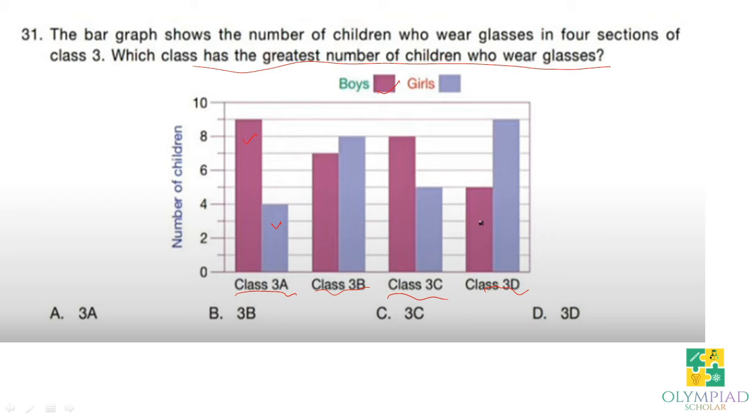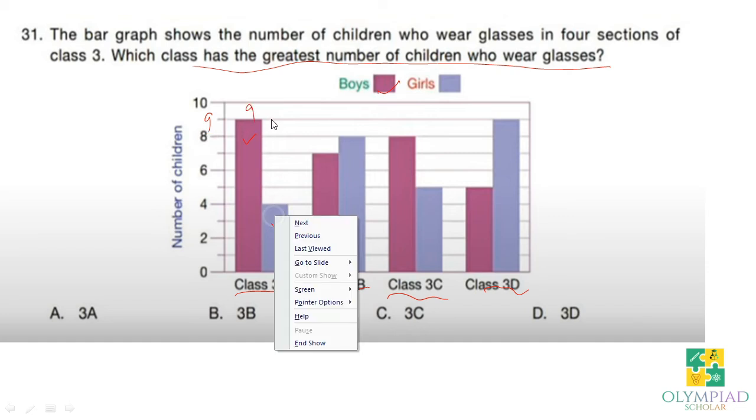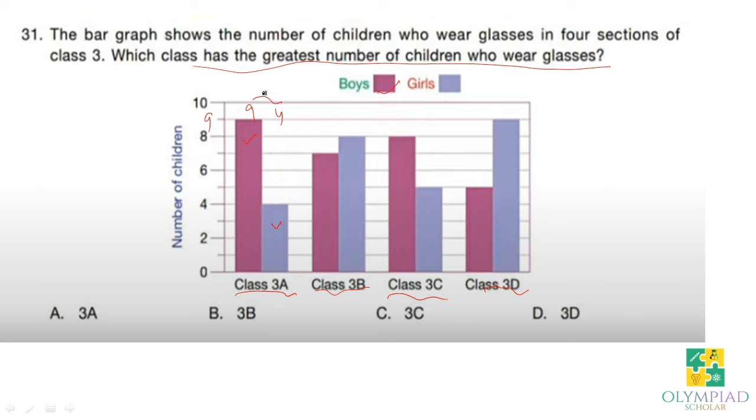To find the answer, we need to calculate the total children of each class or section who wear glasses. Here you see this is 8. So definitely this is 9, and this is 4. So the total is 13. Then this is 7 and this is 8. So 8 plus 7 is 15. So in class 3B, 15 students wear glasses. Then this is again 8, and this is 4 and then 5.